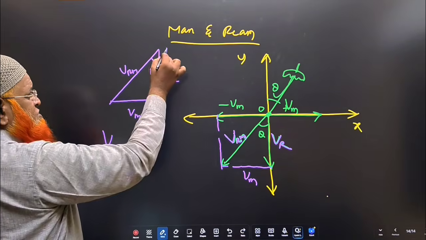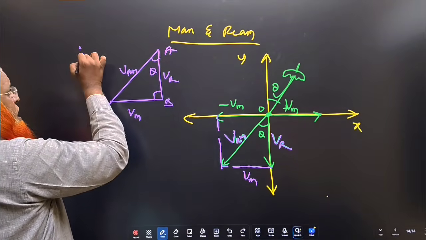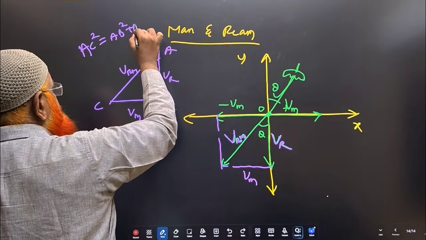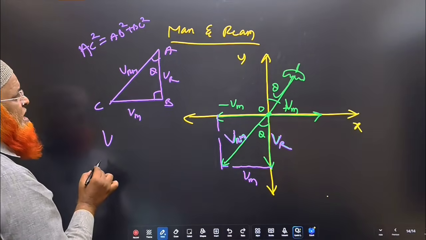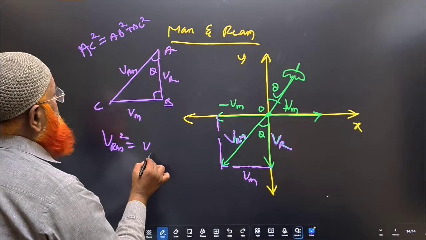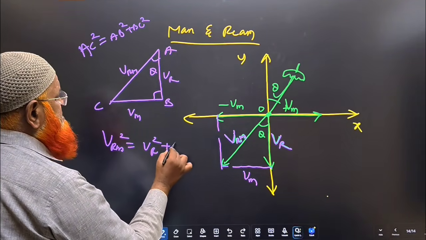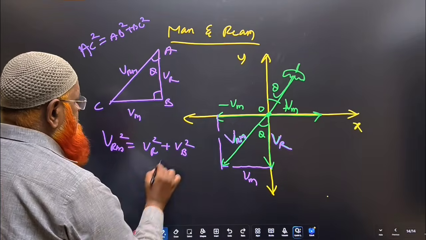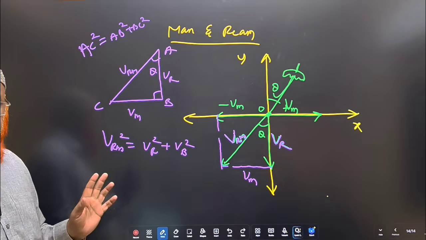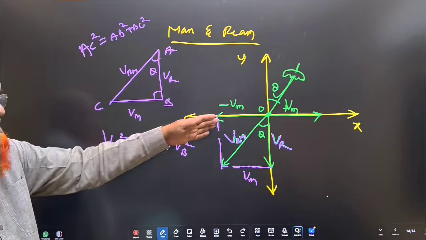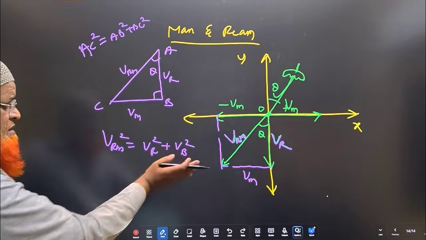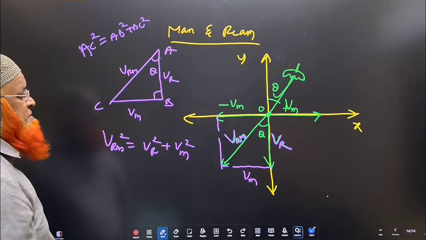So what is the hypotenuse? Call the points A, B, and C. You all know Pythagoras theorem will work here also: AC square is equal to AB square plus BC square. So AC square is nothing but VRM whole square, which is AB square, plus VR square and VM square. This is an equation now. From this, if you know the velocity of rain and the velocity of man, you can find out the velocity of rain with respect to man.